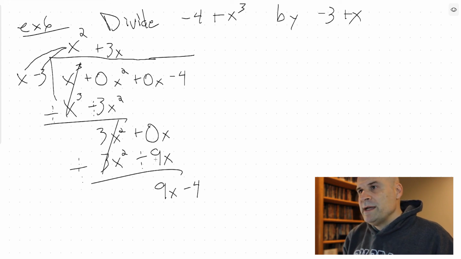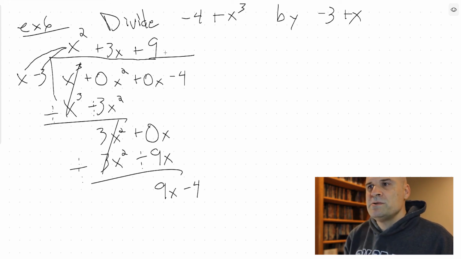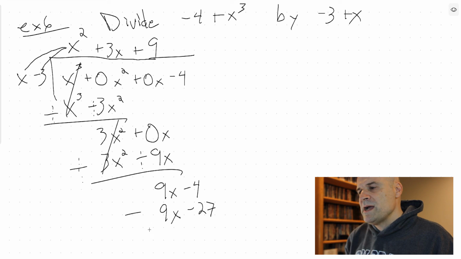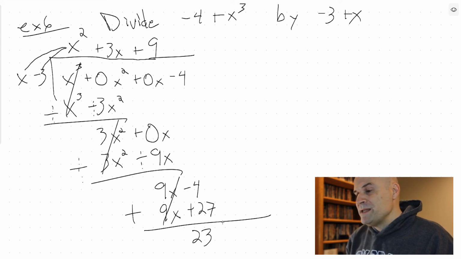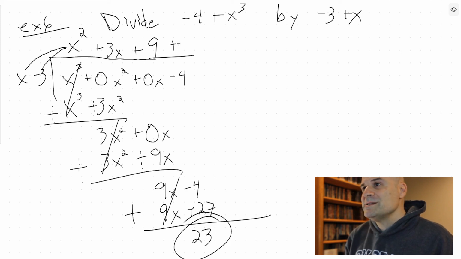Do it again, take away an x, plus 9. Distribute, 9 times x is 9x. 9 times -3, -27. Chicken scratch. You really only have to do the second one, so plus positive 27 gives you a positive 23. That's your remainder. So we're gonna say plus 23 over x minus 3. Did you get that? Did you get that?